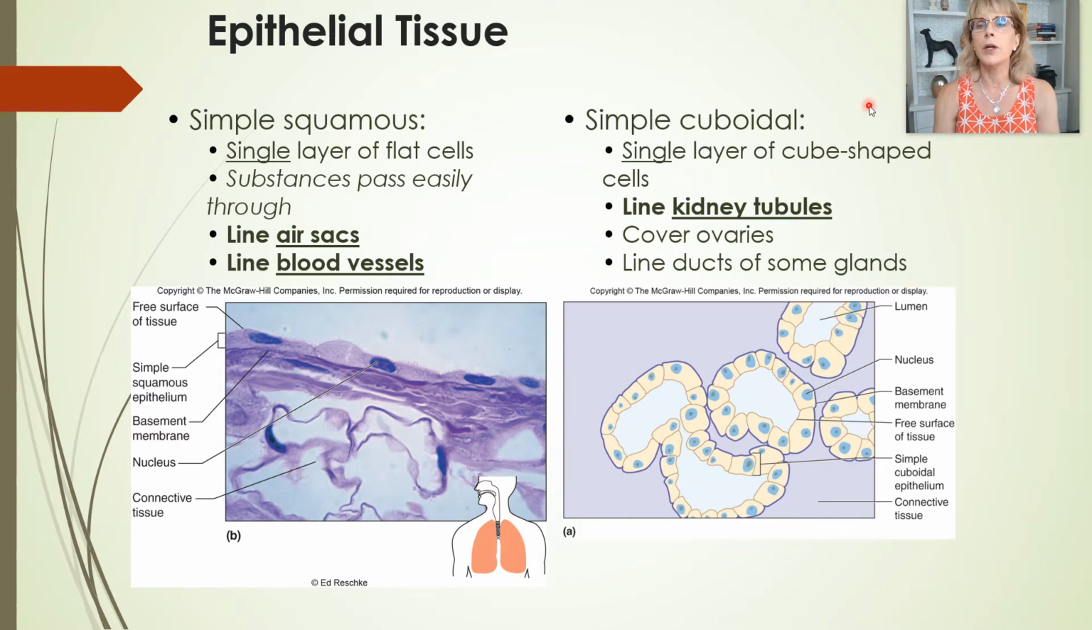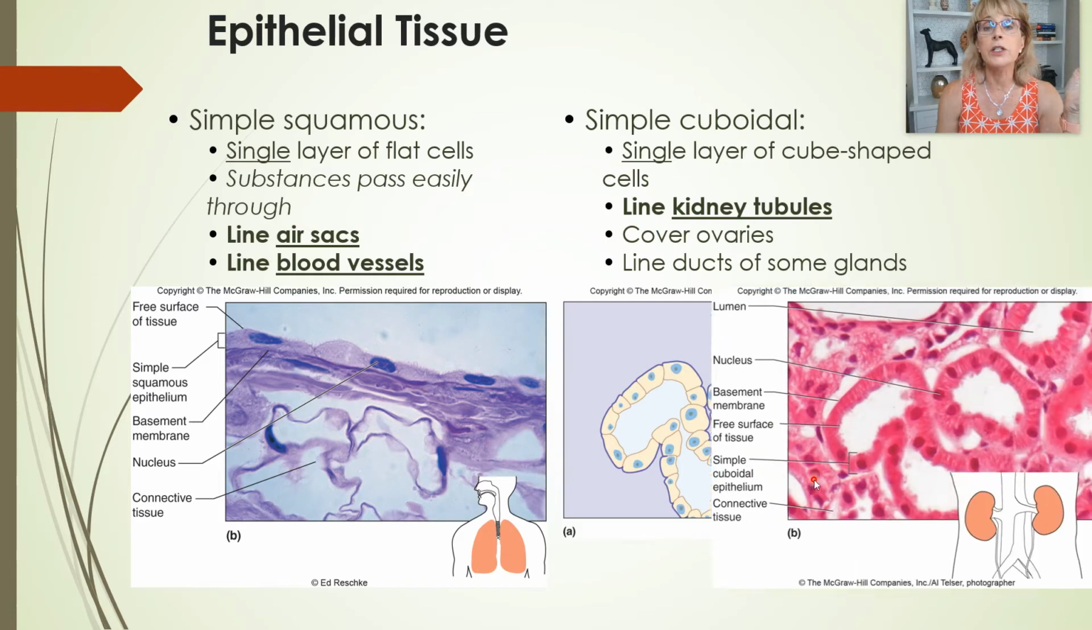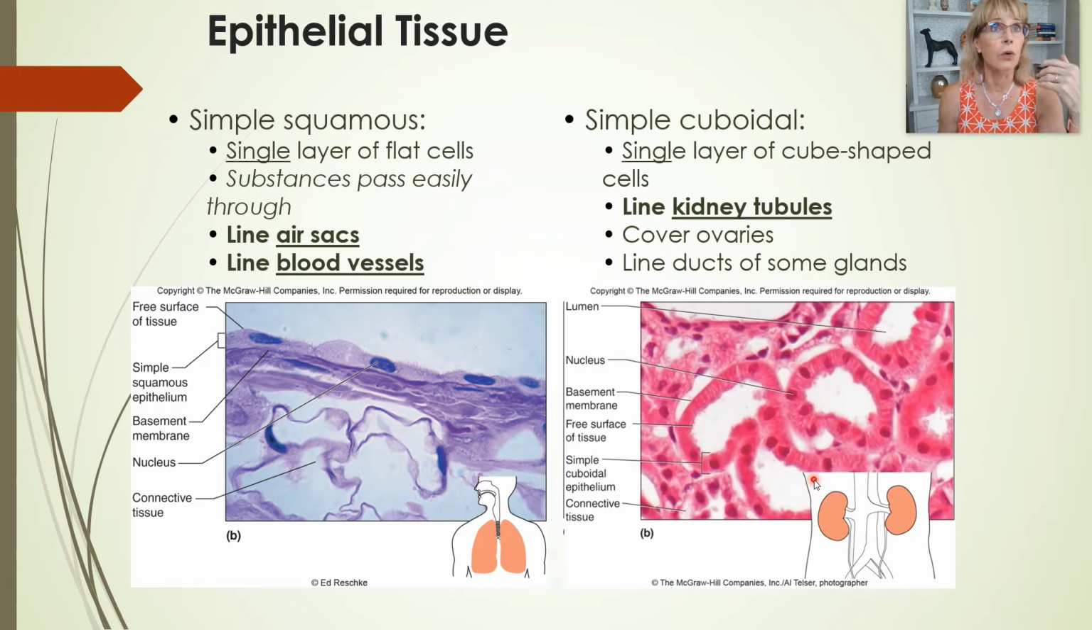Right, simple cuboidal. It's a single layer of cube-shaped cells. Are they cube-shaped? I don't think so. If I were staring at these cells and I were you, I would say, well, that one's kind of flat. That one's kind of like a cube. Look, if you ever have to stare at cells trying to decide if they are round or flat or cube-shaped, it's cuboidal, okay?